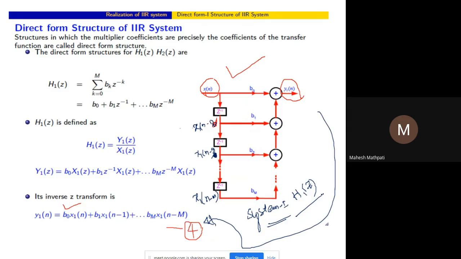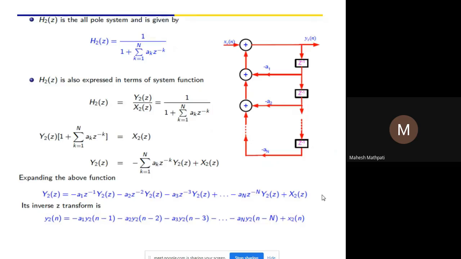Yes, sir. So then similarly we have to analyze H2 of z. So how will we analyze H2 of z now? Hope you have noted this diagram also. Have you written the diagram? Yes, sir. Then next we will realize H2 of z.